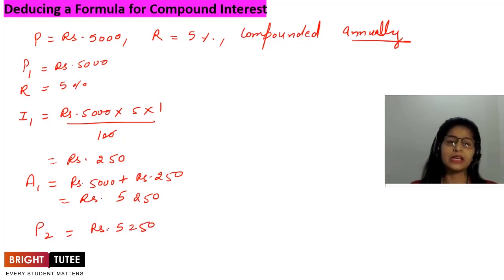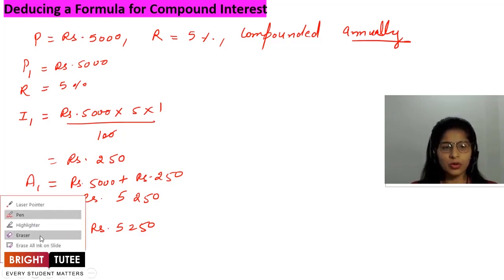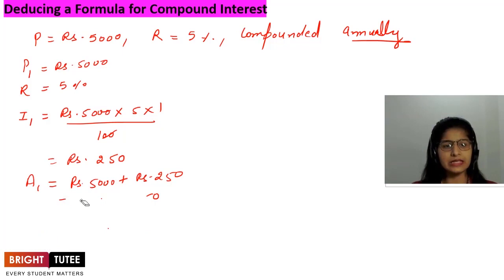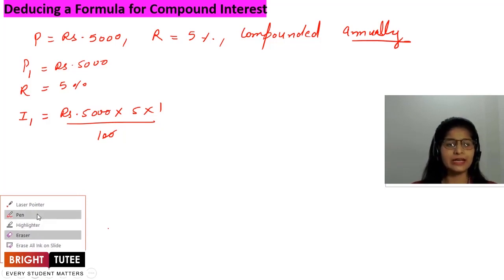5,250 will become the amount for next year. Clear? Or, if you want it to be simpler, we can erase it and just keep the answer in this form. Okay, don't cancel the terms. Let it be like this.